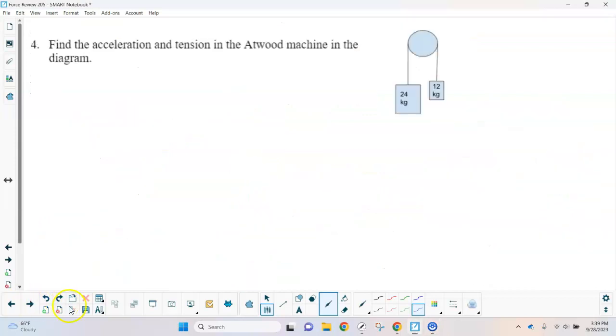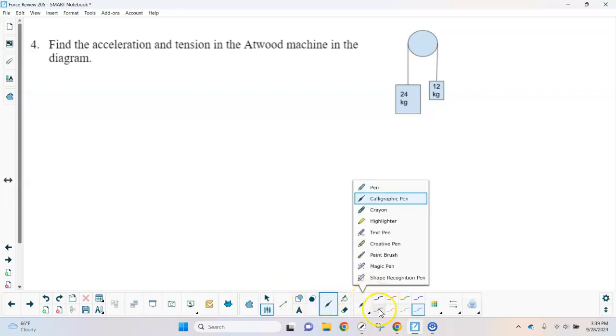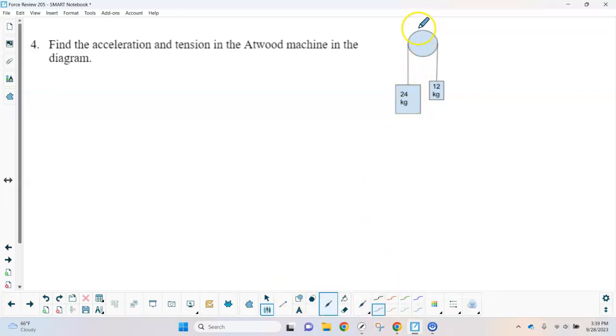All right, so the next one is just an Atwood problem. It's a pretty basic Atwood machine problem. So again, you approach these by selecting a system. So we're going to circle the whole thing because we want to take this whole system and talk about how it accelerates. And we need to pick a direction for which way it's going to move.